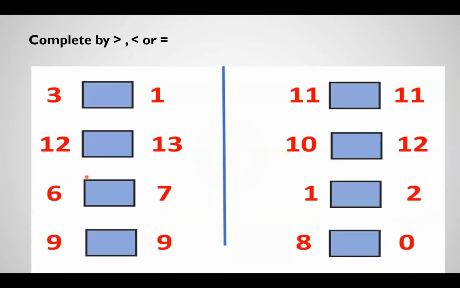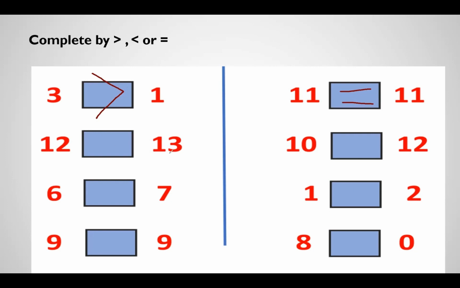Okay, let's solve some examples. Complete by using one sign, greater than, less than, or equal to. Here we have 3 and 1. What do you think? The mouth will eat which one? The mouth of the alligator. Yes, it will go, of course, to 3. So 3 is greater than 1. What about here? We have 11 and here is 11. They are the same, so they are equal to, and this is the sign of equal. 11 is equal to 11.